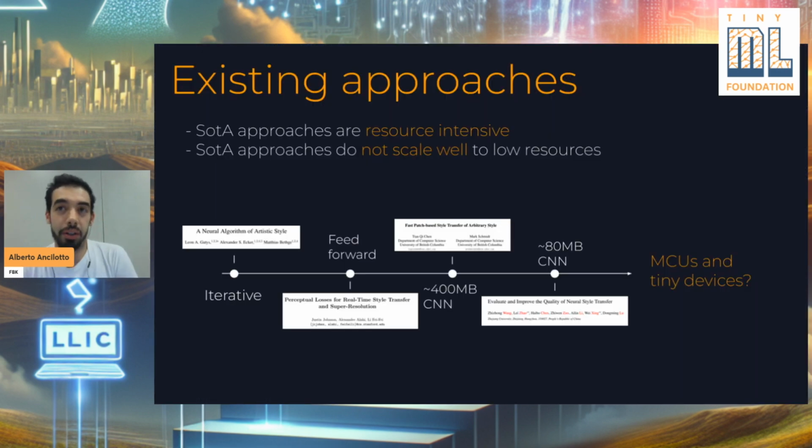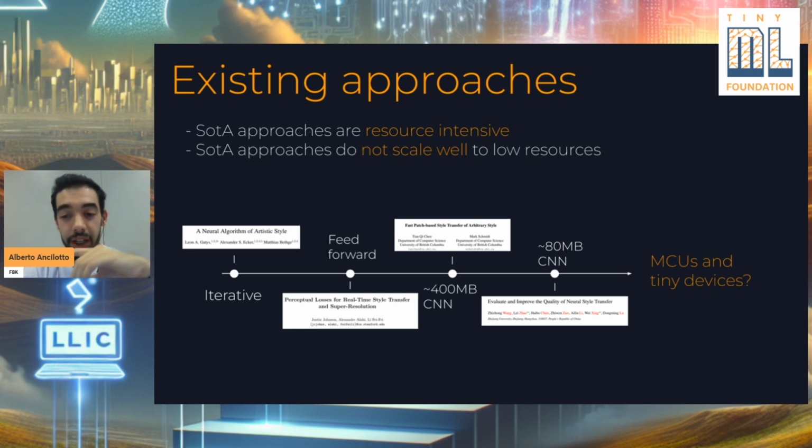These approaches are not new, actually. They were born around 7-8 years ago. But the first paper that proposed networks for this task used an iterative approach. So you needed to run the network hundreds of times for a single image, which was definitely not fit for embedded devices. Then we moved to feed-forward approaches and to CNNs, but still very large convolutional neural networks. We are talking tens of megabytes, or 400 megabytes, 80 megabytes, nothing that can actually fit a microcontroller.